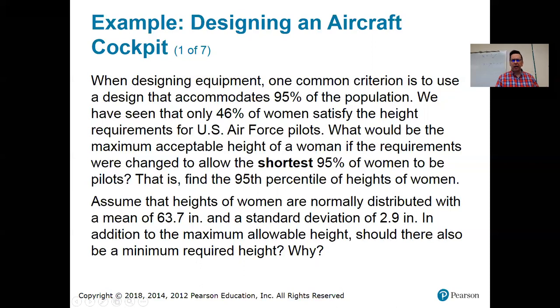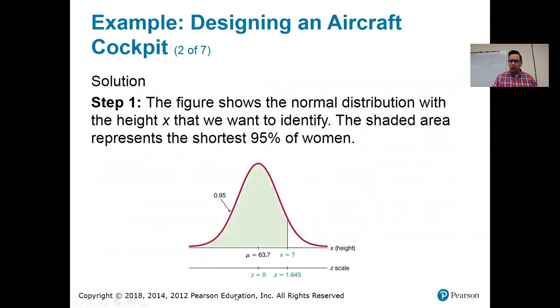Okay, so we'll try to get through as much of this as we can in this video, and if it doesn't all make it, look for the rest in part 2. Okay, so the first thing we're going to do is draw a picture. So this picture represents my heights of women, normally distributed. Here is the mean of 63.7, and we want to find the mystery height that cuts off the bottom 95%.